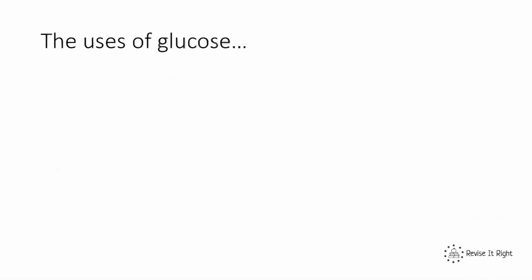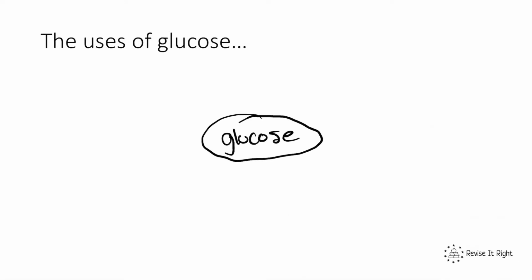So the uses of glucose. If I write glucose here in the middle. Obviously a main use of glucose, as you should be aware if you've looked at respiration, is in respiration. We'll talk about more of that in our respiration videos in a couple of videos' time. But for now, a big use of the glucose is for respiration, which transfers energy from the glucose to be used in the plant for lots of different processes.